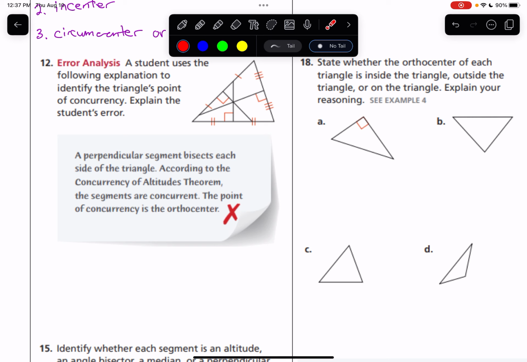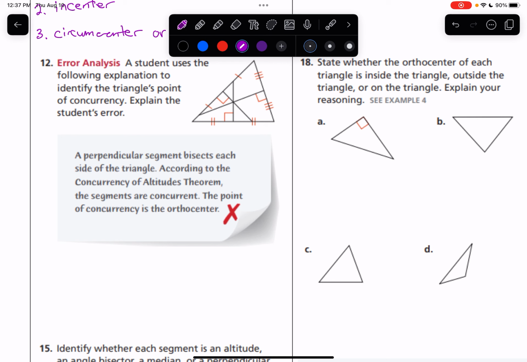However, these are not altitudes. We know that they're not altitudes because they don't hit the opposite vertex. They just are the perpendicular bisectors. So they don't hit any of the vertices. The perpendicular bisectors meet at the circumcenter and not the orthocenter.